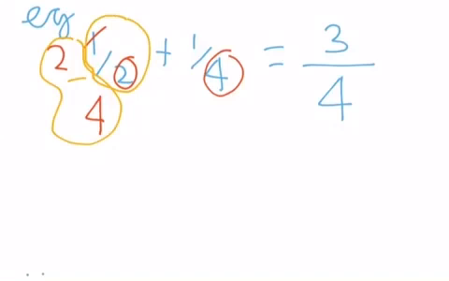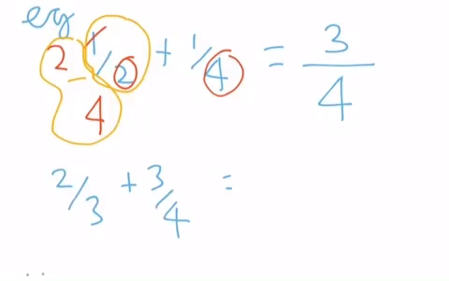Let's take another example then. Let's say we had 2/3 plus 3/4. Right, so same sort of thing now. We need a common denominator. Obviously 3 and 4 are not the same number, but what do 3 and 4 both go into? Well, the smallest number that they both go into is 12.